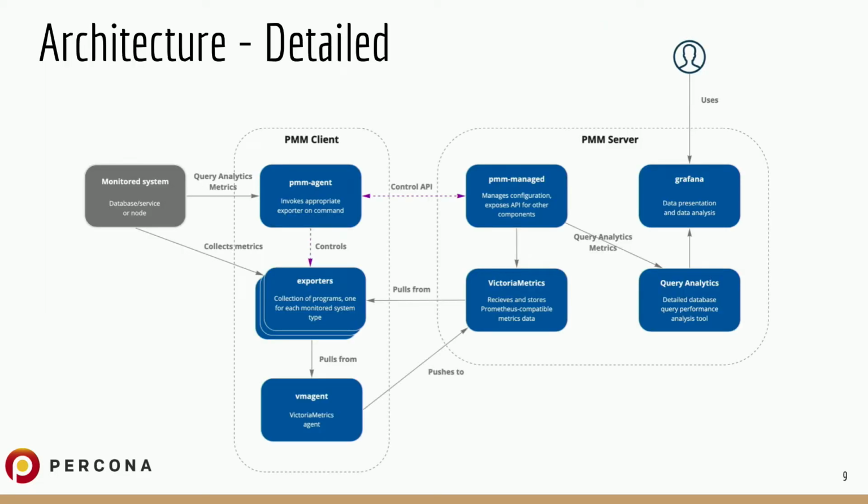This is how the architecture looks on a more detailed view. Okay, on the left side, there's your monitored systems, which again interact with the PMM client, which has the PMM agent and the different exporters that you're running. And there's the vmagent, which is the VictoriaMetrics agent that pushes metrics to the server part, right? And then there's the components that I mentioned on the server side, and you as a user interact with them, okay?